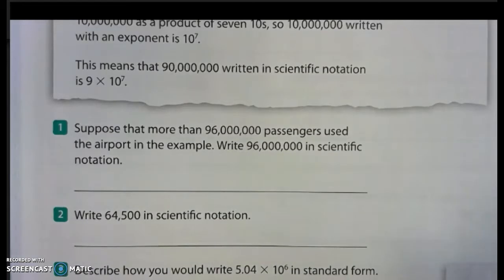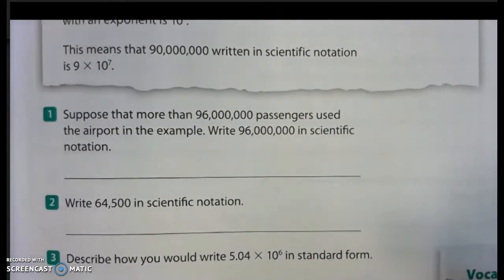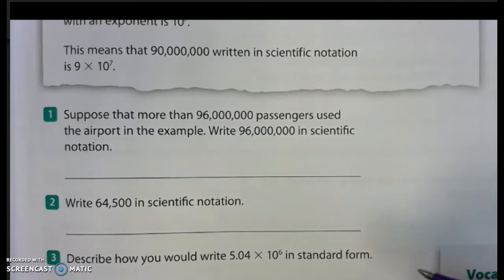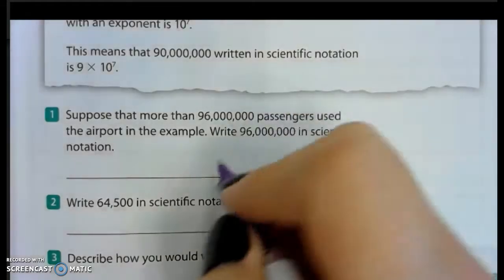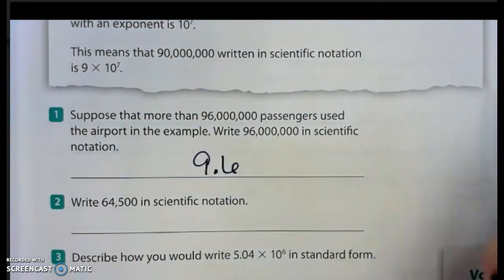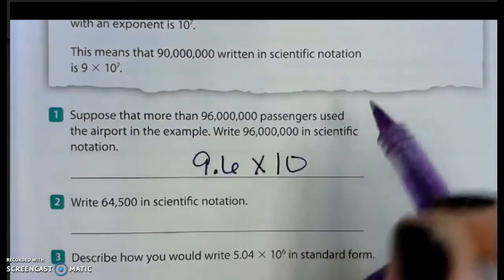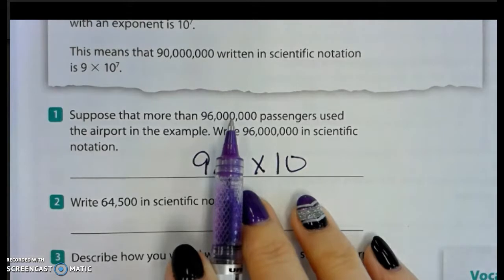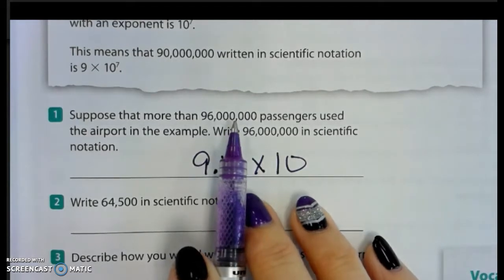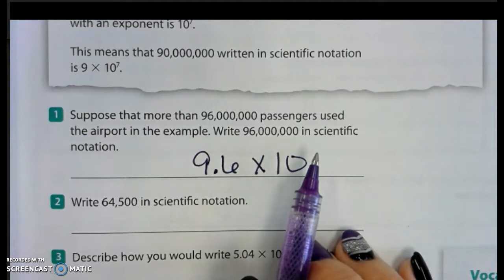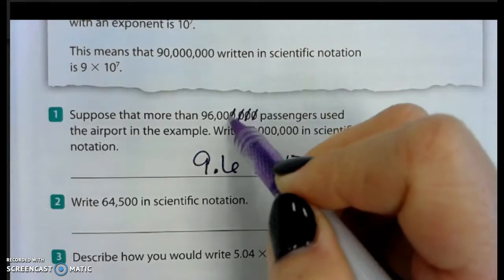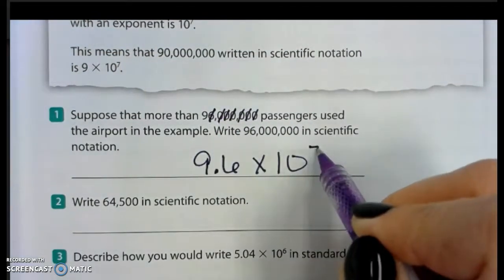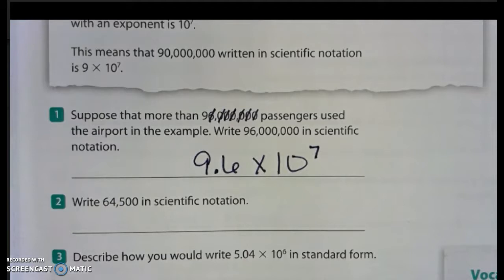You want your constant to be between 1 and 9. Okay, it can't be 0 point something. It needs to be 1 through 9, and it is okay if it's 9 point something. So we're going to make it 9.6 times 10. I want you to look at this number. Because it is greater than 1, our exponent will be positive. Now, all we have to do is count the place values. 1, 2, 3, 4, 5, 6, 7 place values, and our number is now in scientific notation.